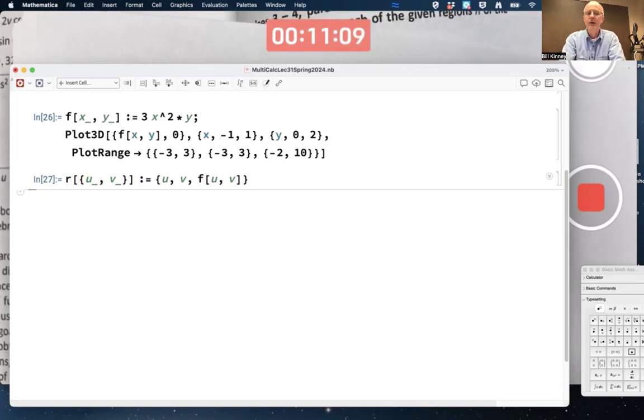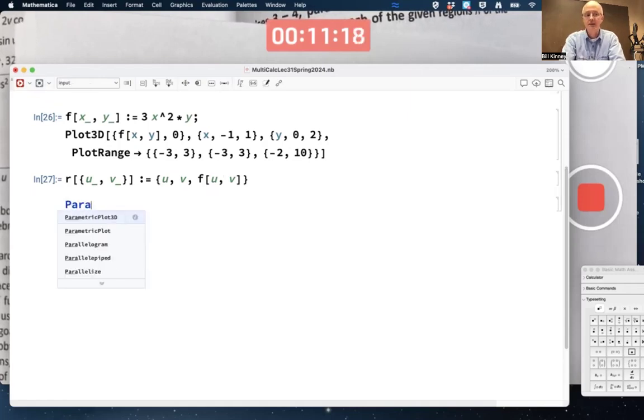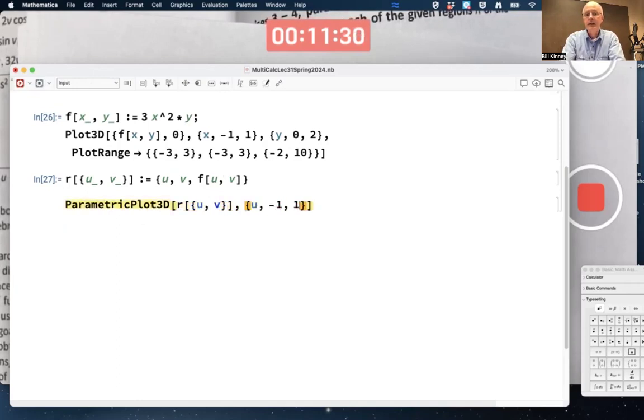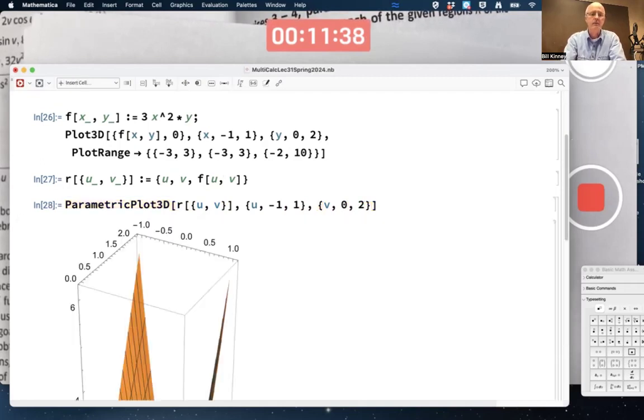And technically speaking, if we want to plot this as a parametric surface, instead of using Plot3D with this function R, we'd want to use ParametricPlot3D. And if you use curly braces when you define it, you need to use curly braces here as well. X equals U, so U goes between -1 and 1. Y equals V, so V goes between 0 and 2. And we're going to get the exact same surface, though it may pick a funny window.